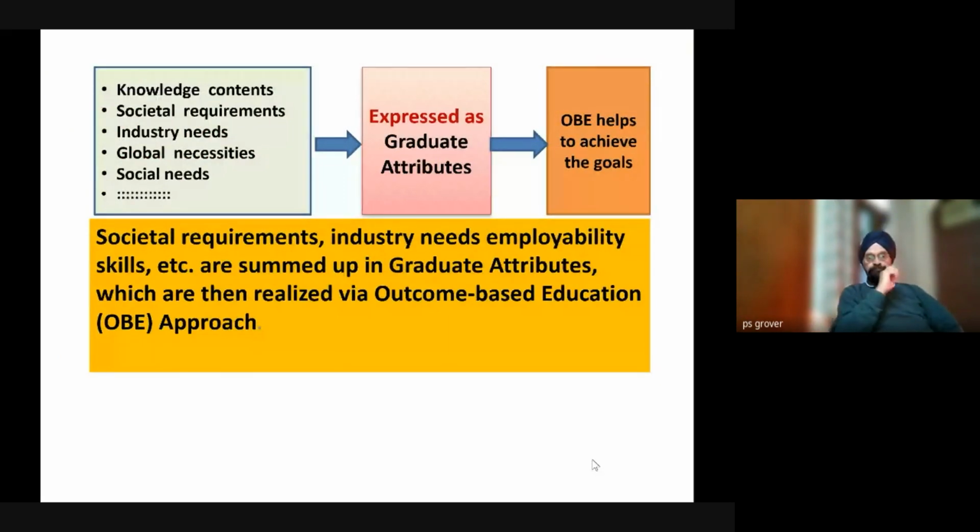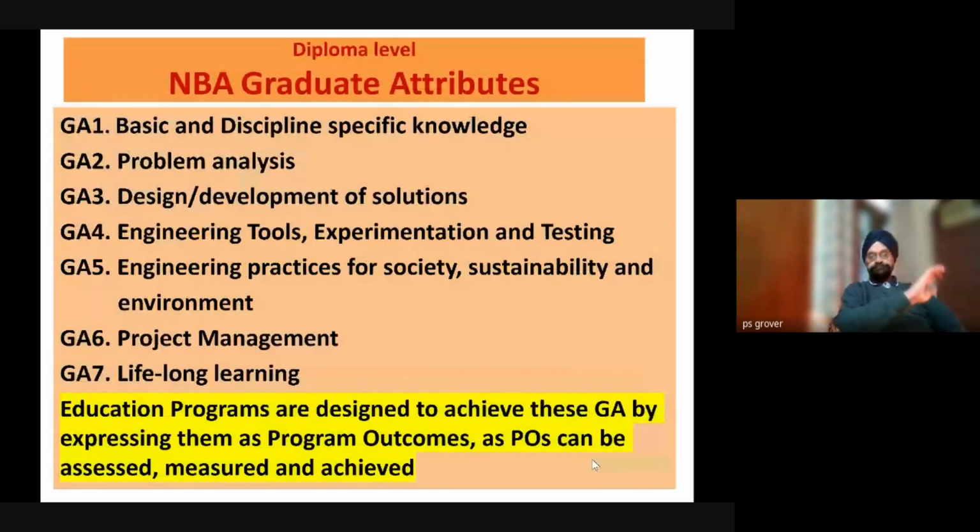Now, see here, we want knowledge content, societal requirements, industry needs, global necessity, whatever you want, you express them as graduate attributes. Now, graduate attributes help to achieve the goals of OBE. How do we achieve those? With the POs, that's how. So, society requirements, industry needs, and private sector needs are summed up as graduate attributes, which are then realized by the outcome-based education approach, by outcome-based methodology.